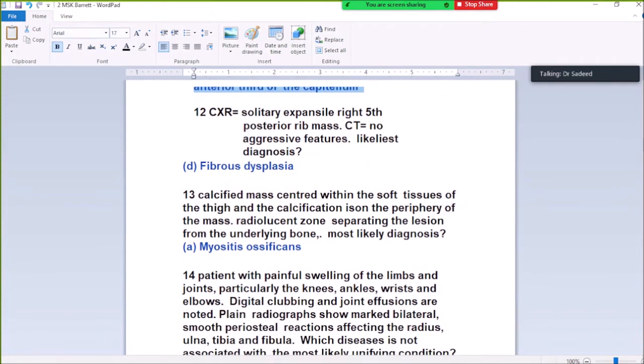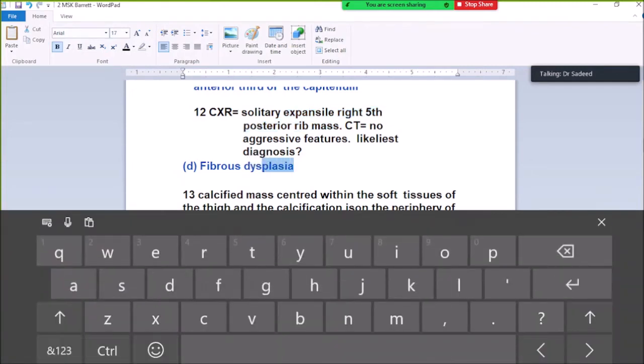Question number 12. Chest X-ray shows a solitary expansile right posterior rib mass. CT shows no aggressive features. Likely diagnosis: fibrous dysplasia. Expansile right posterior rib mass without any aggressive features, so fibrous dysplasia is diagnosed. It shows a ground glass appearance: fibrous dysplasia.